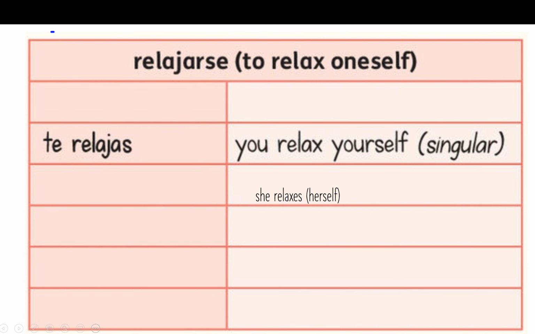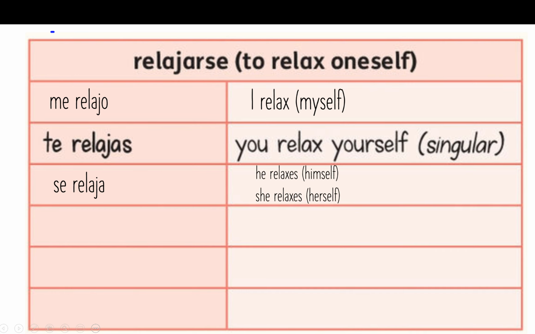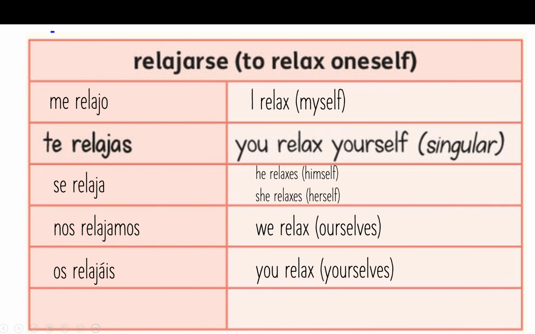Otra vez, do the same thing. Pause the video and complete the chart based on relajarse, to relax one's self. So you're taking off the se, dealing with relajar as a regular AR verb, and then making sure that you add in that reflexive pronoun. Me, te, se, nos, os, or se. So empezamos. Me relajo, I relax myself. Se relaja, he relaxes himself or she relaxes herself, depending on context, depending on what the sentence is about. Nos relajamos, we relax ourselves. Os relajáis, you relax yourselves. And se relajan, they relax themselves.